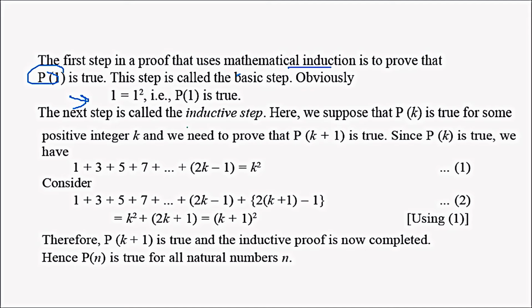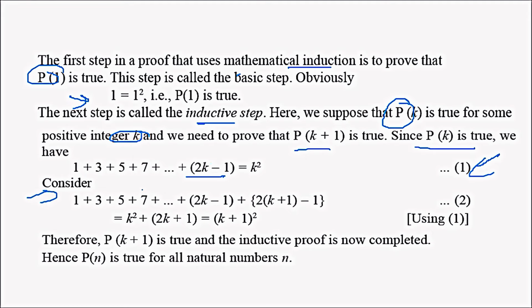Now, the next step, we call it the inductive step. We assume and suppose that Pk is true for some positive integer k, and we now want to prove that Pk plus 1 is true. This is what you have to do for every question. And since Pk is true, we assume that, or we know that, 1 plus 3 plus 5 plus 7 plus up to 2k minus 1 is equal to k square. This we assume to be true.